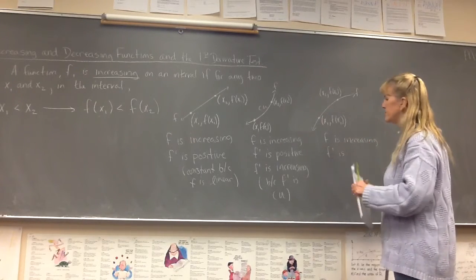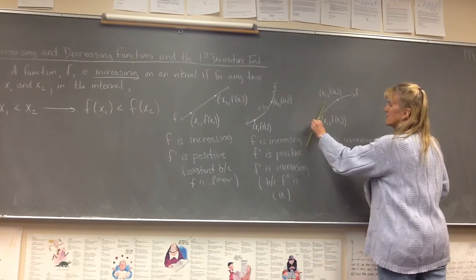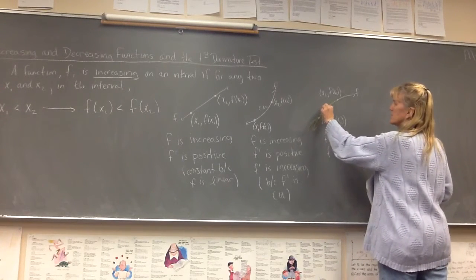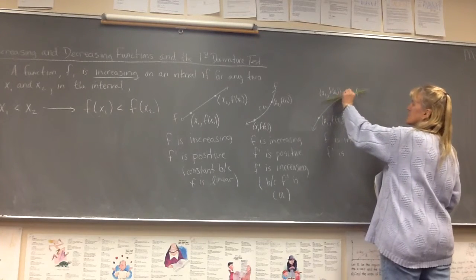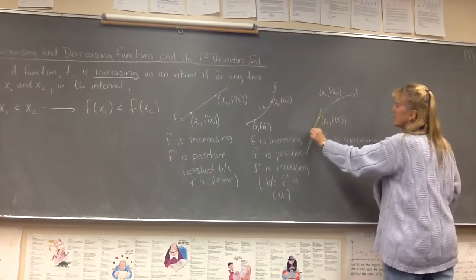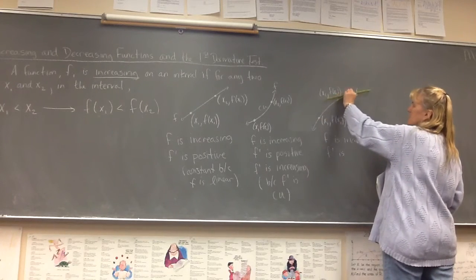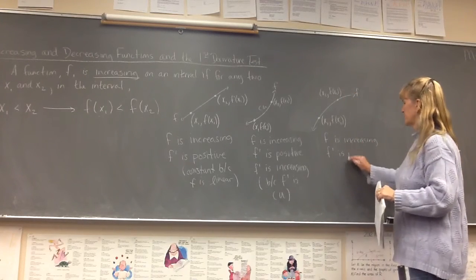f prime is, now let's take a look at the slope of the tangent lines. Positive slope, positive slope, positive slope, positive slope, positive slope, positive slope. We're thinking maybe it might zero out, but right here it hasn't anyway, right? The slopes of all these tangent lines are positive.